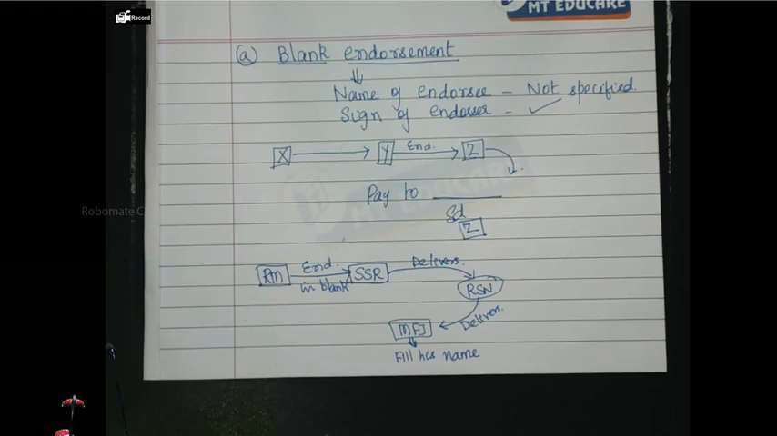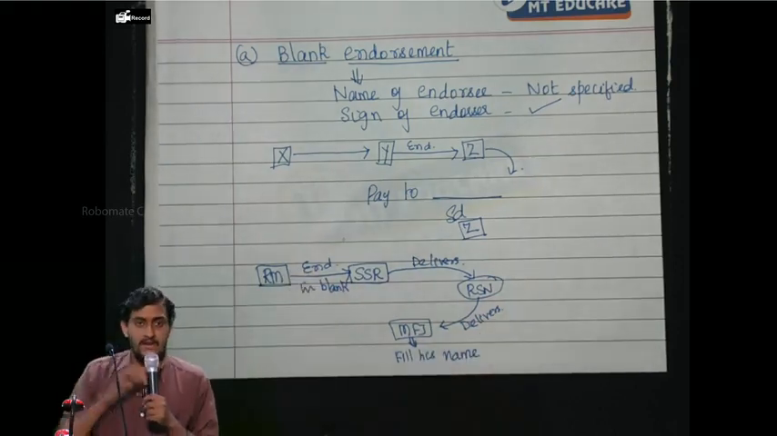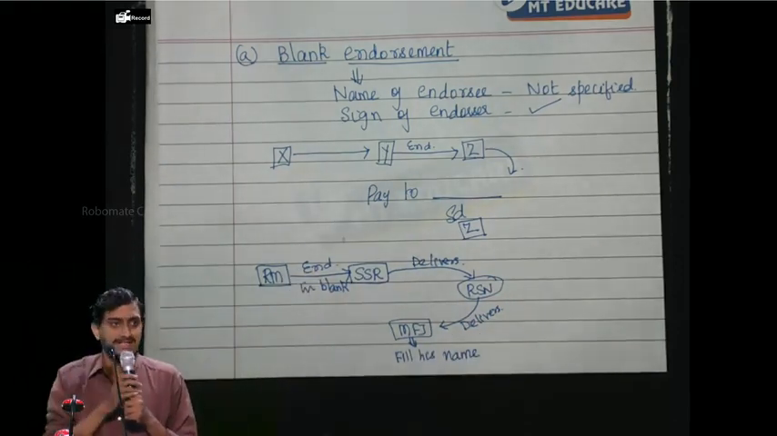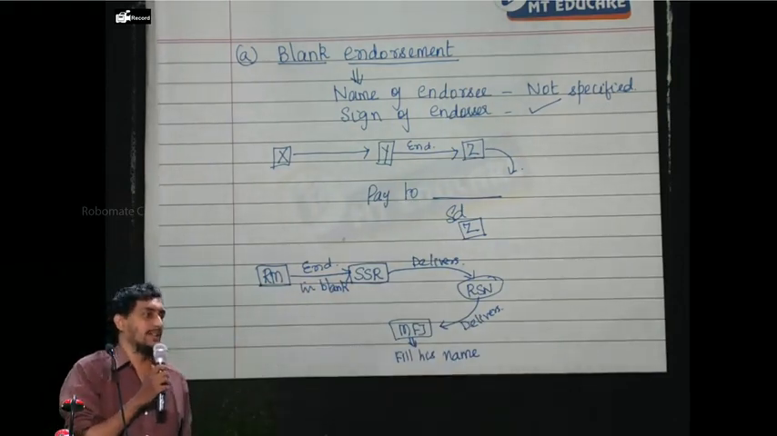Do you know the impact? Tomorrow the instrument is getting dishonored. Whom can MFJ hold liable? Can he hold RSN liable? Can he hold SSR liable? Can he hold me liable? What happens if there is a party in a blank endorsement and his name is not appearing in the instrument at all? Though he is an endorser, he will not be liable in the future.